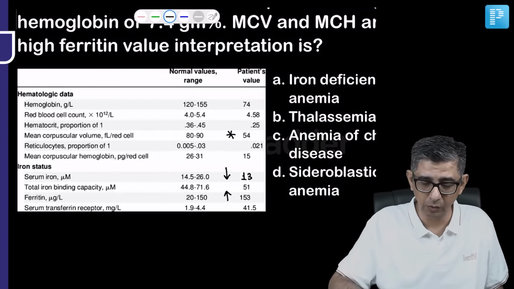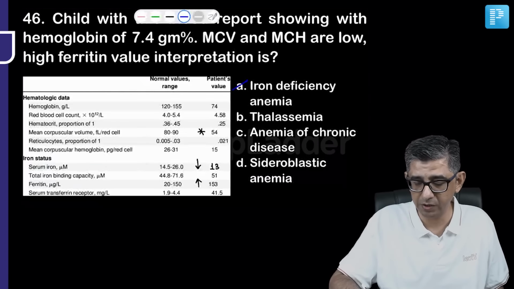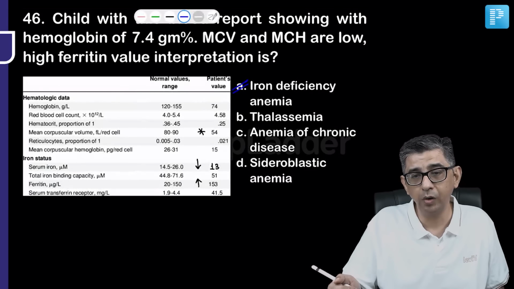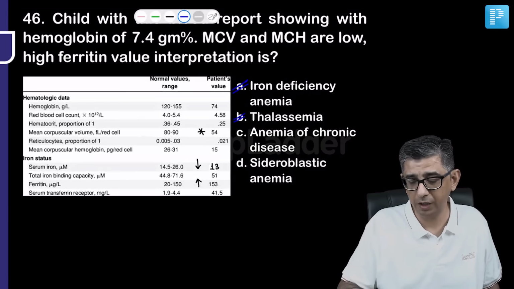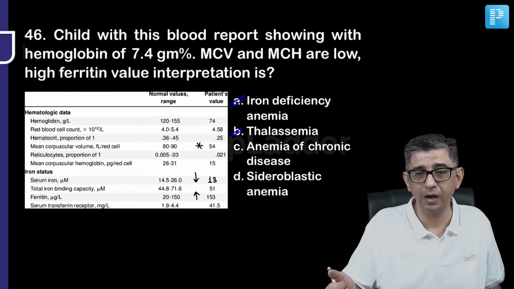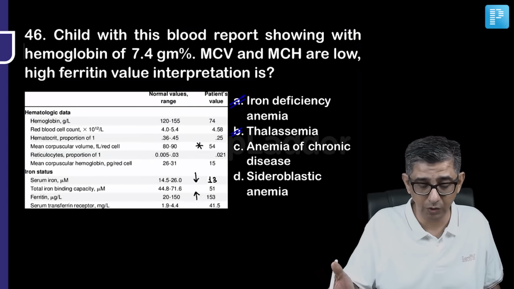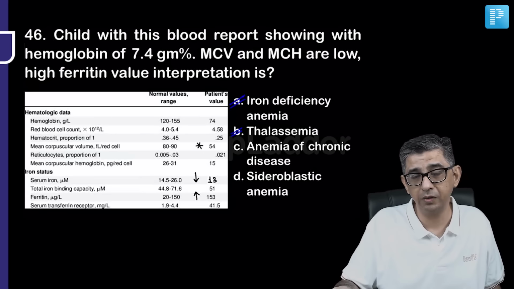So I can easily rule out iron deficiency anemia, because ferritin values would be lower in iron deficiency anemia. I can rule out thalassemia, because ferritin would either be normal or would be grossly elevated in these patients if there is a secondary hemochromatosis. Then there's no history of blood transfusion described in the question. When it comes to sideroblastic anemia, then iron and ferritin values both would be elevated.